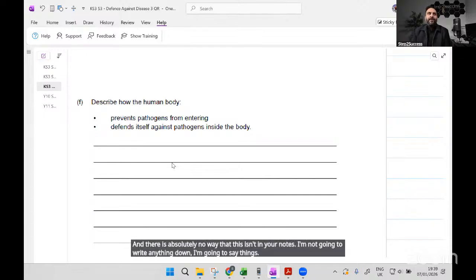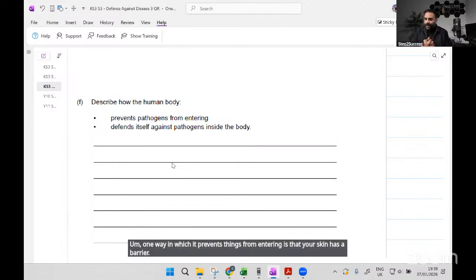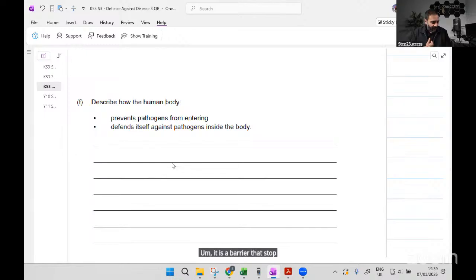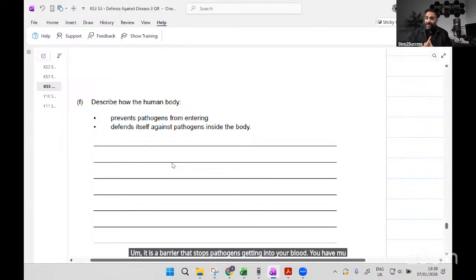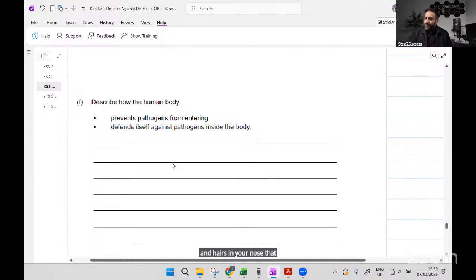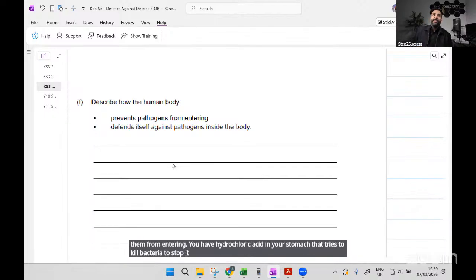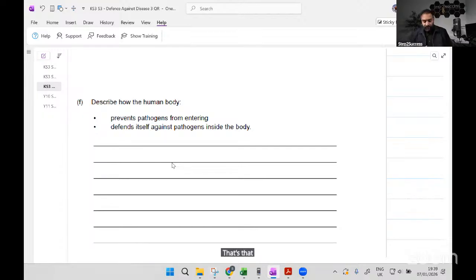How does the human body prevent pathogens from entering? One way in which it prevents things from entering is that your skin is a barrier that stops pathogens getting into your blood. You have mucus, the snot in your nose, and hairs in your nose that trap things that you might breathe in. That stops them from entering. You have hydrochloric acid in your stomach that tries to kill bacteria to stop it from going any further into your body. That's that. Then we move on to the next bullet point.